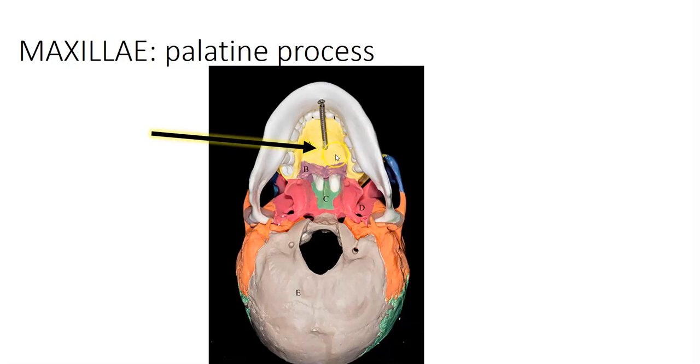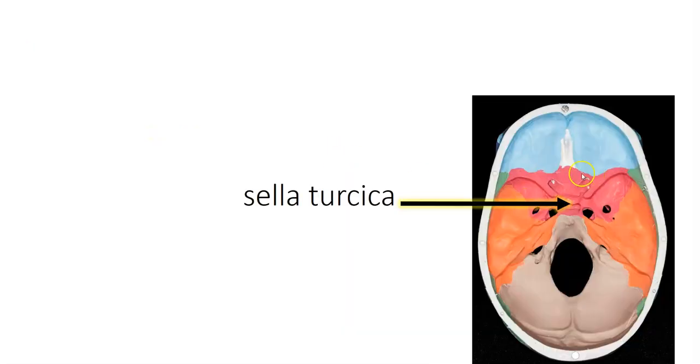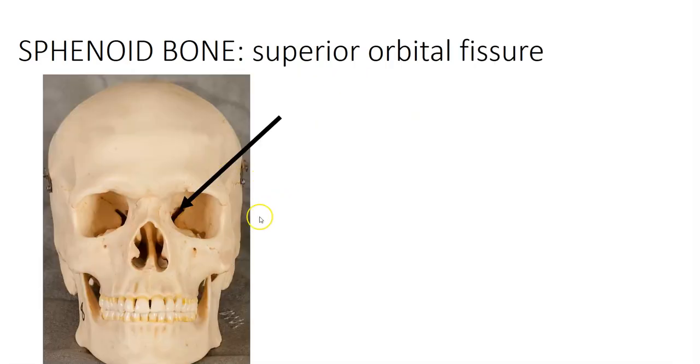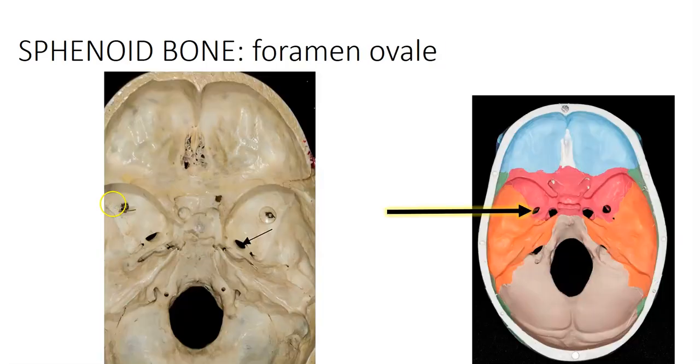It's your hard palate. From a superior view of the sphenoid bone, we can see the sella turcica. It literally means Turkish saddle, and it's a depression where the pituitary gland is protected. This is the optic canal. Here is the orbit, where the eyeball is, and in the back, you can see the optic canal, where the optic nerve goes through. Here is the superior orbital fissure on both sides.